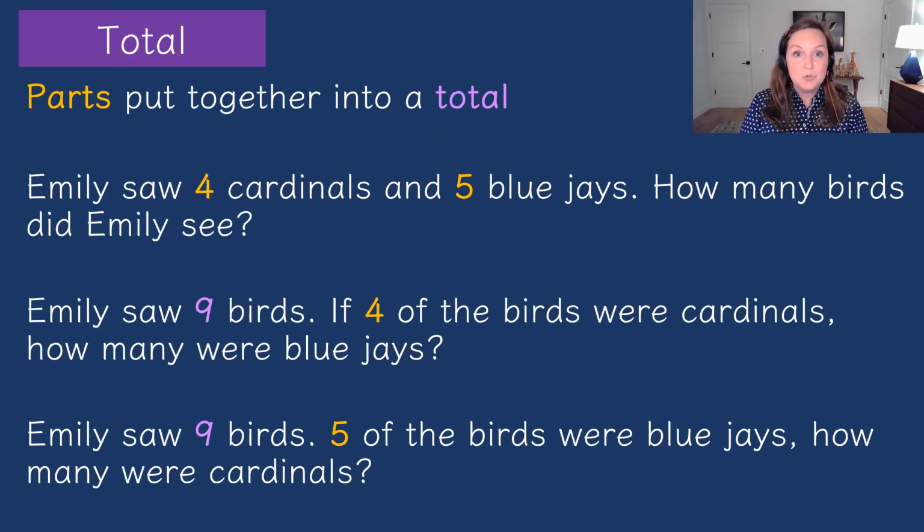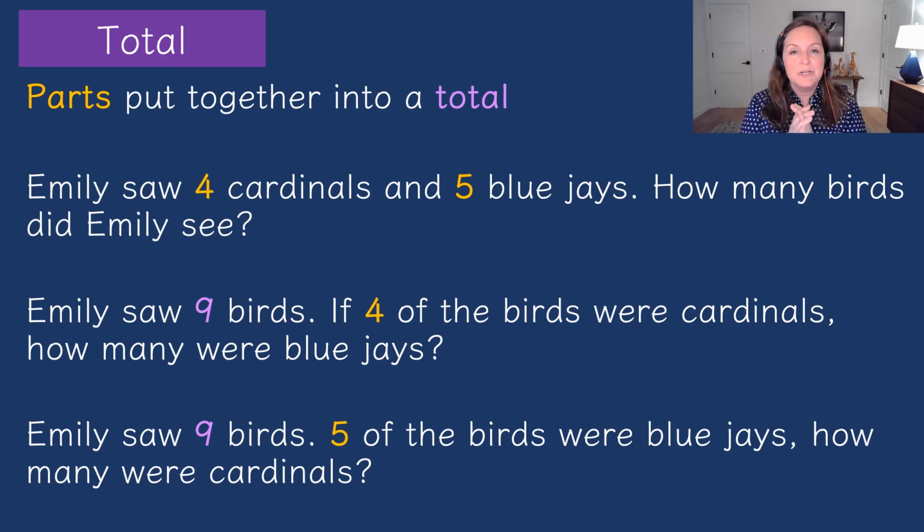A typical total story is Emily saw 4 cardinals and 5 blue jays. How many birds did Emily see? But these other two stories are also total stories. Emily saw 9 birds. If 4 of the birds were cardinals, how many were blue jays? Or Emily saw 9 birds. If 5 of the birds were blue jays, how many were cardinals?